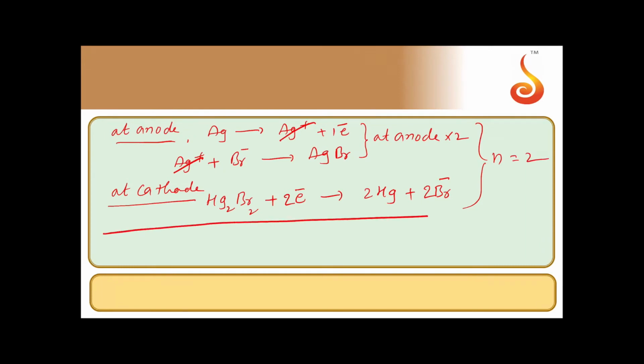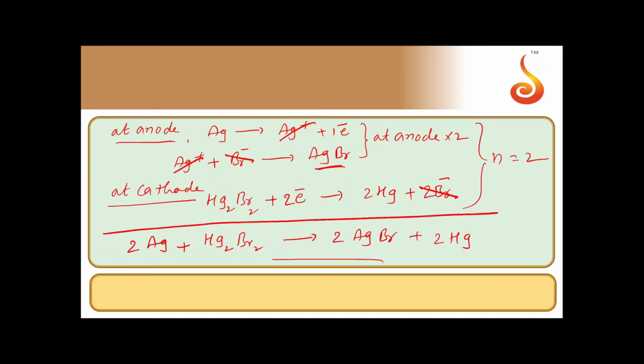So finally, the overall cell reaction will be: here you can cancel the electrons on both sides. So 2Ag plus Hg2Br2, giving rise to, the 2Br and 2Br get cancelled, 2AgBr. We multiplied this by 2, so 2AgBr will come plus 2Hg. This is the overall cell reaction we have. This is one part of the question asked.